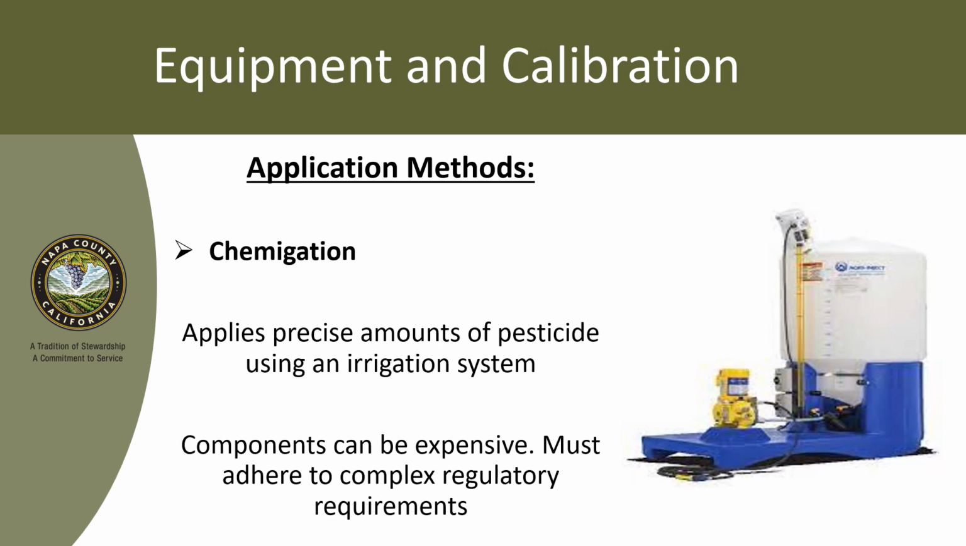So chemigation is another application method, of course, and this is great because it's extremely precise and it uses a system that you probably already have in place. You're going to have to add some expensive components to a chemigation system because there's a lot of regulatory requirements for exactly how this is metered and check valves and all kinds of stuff like that. But chemigation does have a lot of real advantages.